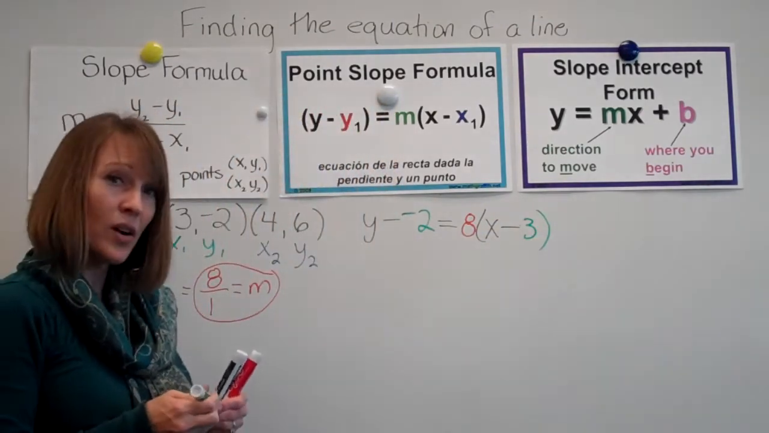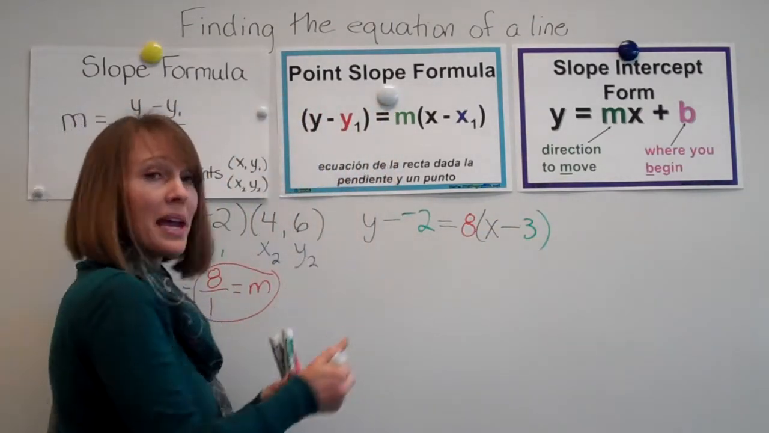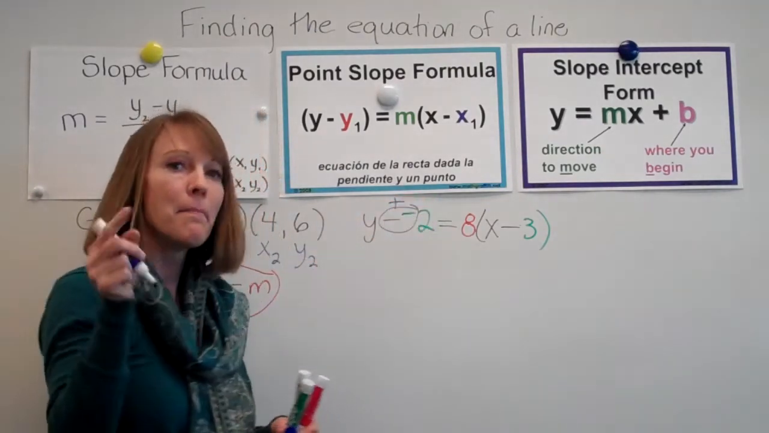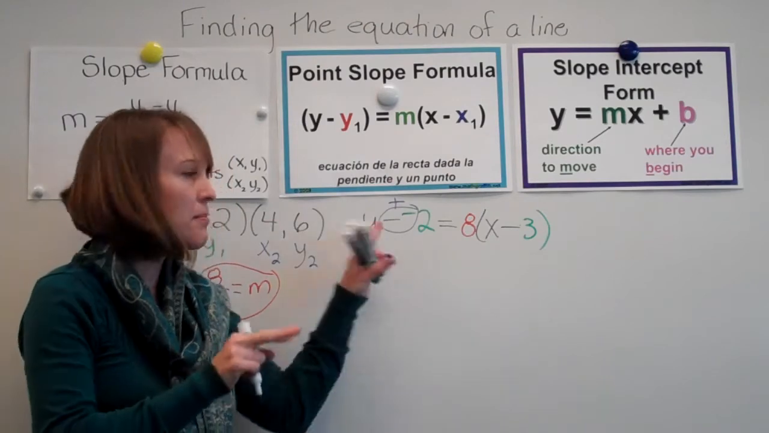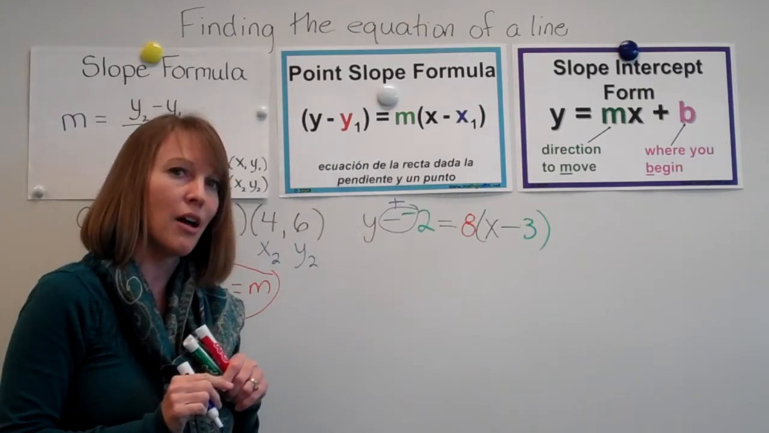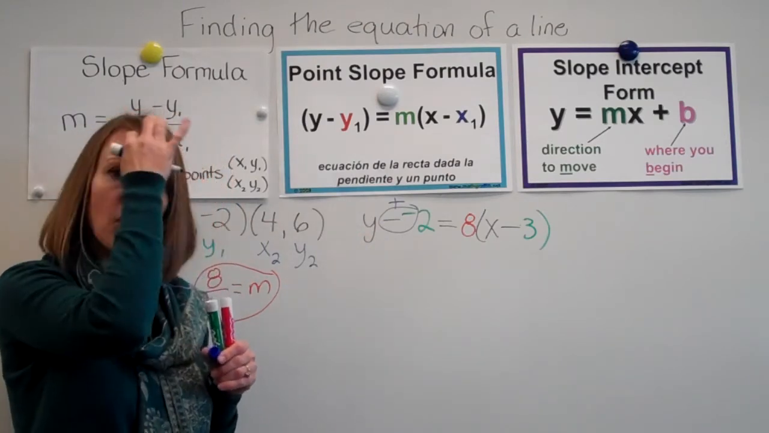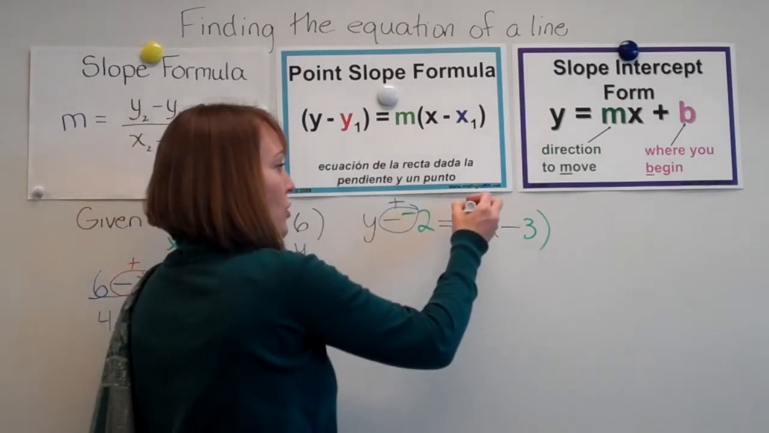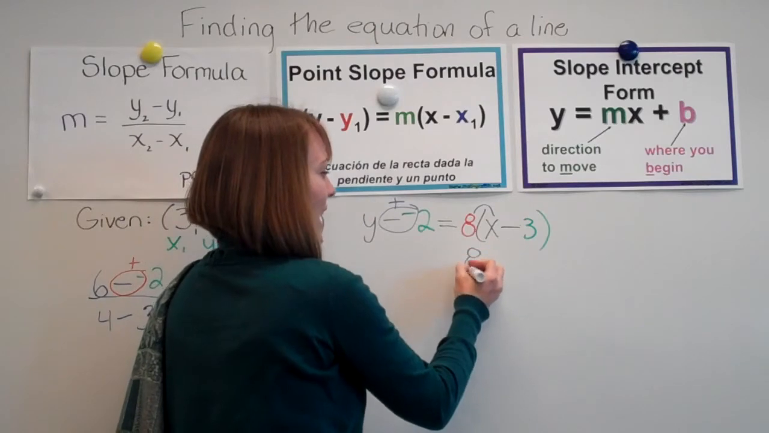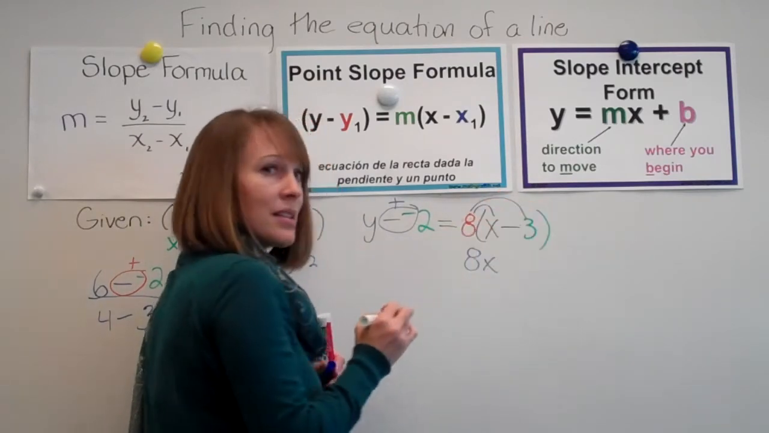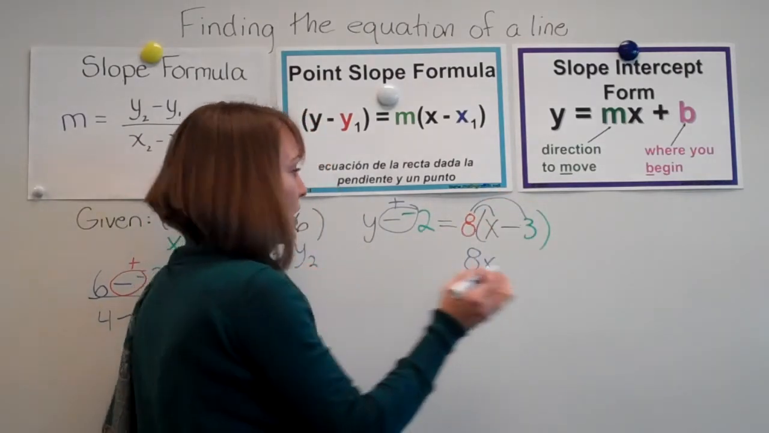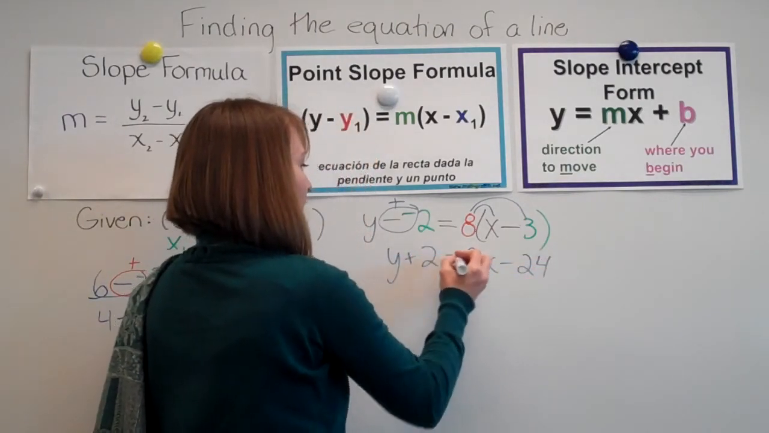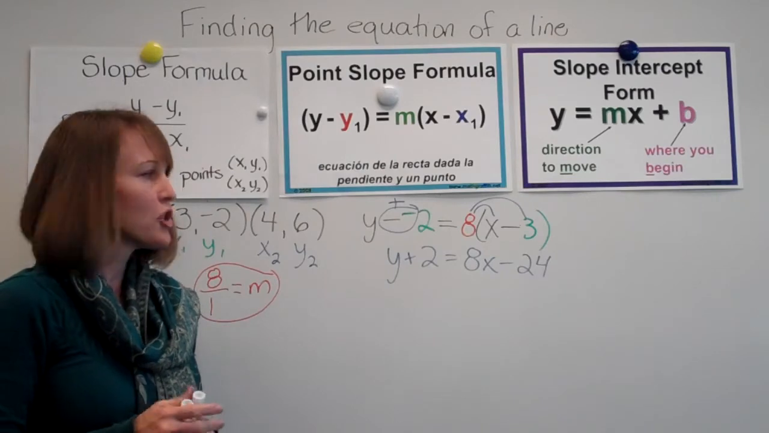All right, before we can go anywhere, we need to see if there's anything we need to do to make it pretty, and we do. This negative is a positive. Make sure you change this first, because it'll mess you up later when you're trying to get the y alone. All right, we also know we need to get rid of the parentheses before we can do anything. So we're going to distribute: 8 times x is 8x, and 8 times -3, remember the Vegas rule, is -24. So we have y plus 2 is equal to 8x minus 24.